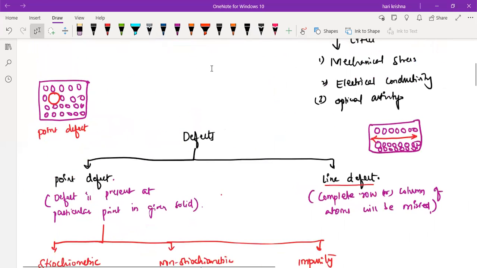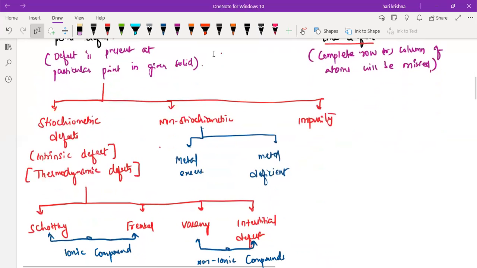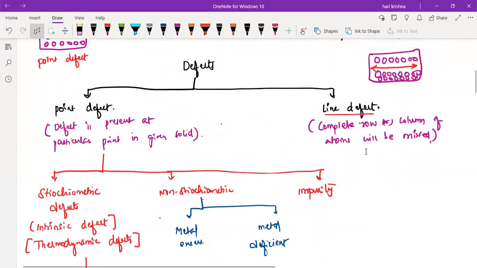So in the starting, we studied about the point defect and the line defects. In the point defect, the defect is possible only at the particular point in the solid. The next one is the line defect, which is available along the complete row or the column. The point defect is again of 3 types: stoichiometric, non-stoichiometric, and the impurity. So stoichiometric again has 4 types: Schottky, Frenkel, vacancy, and the interstitial site. Non-stoichiometric how many types? Metal excess and the metal deficient. And the last one is the impurity defect. Okay. So all this we covered.